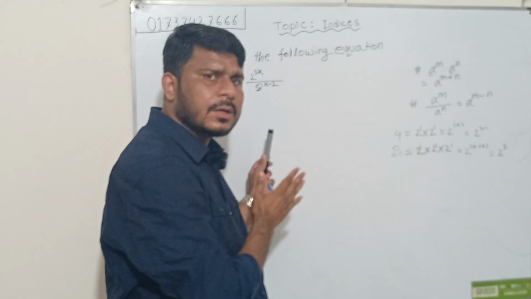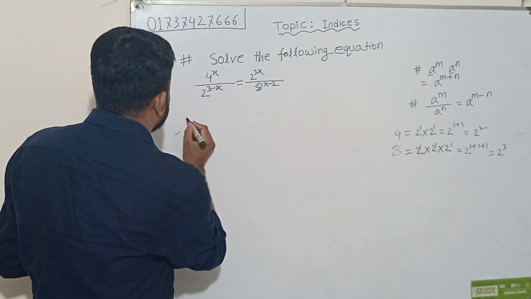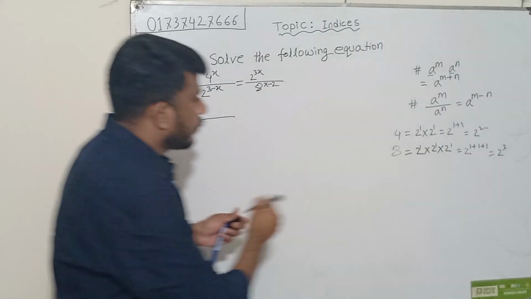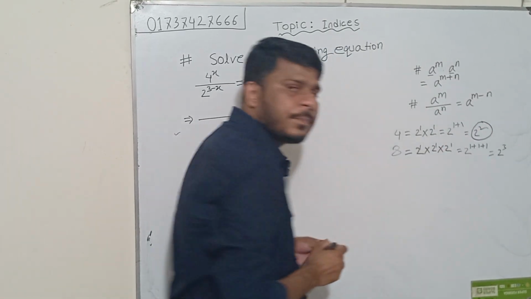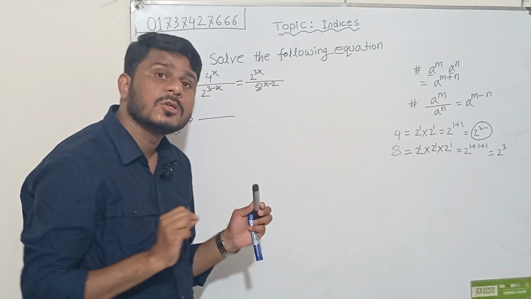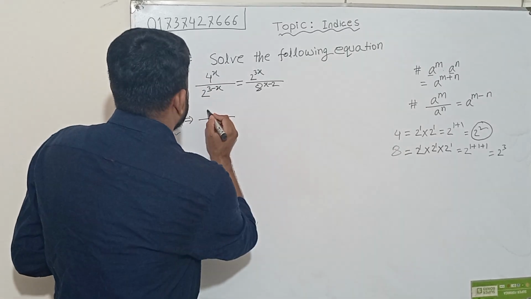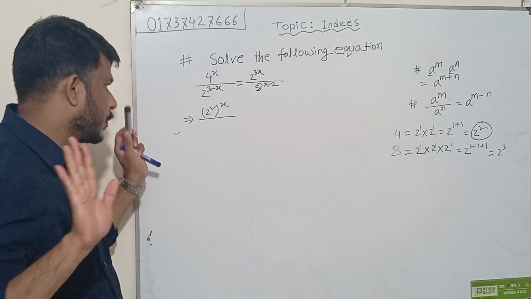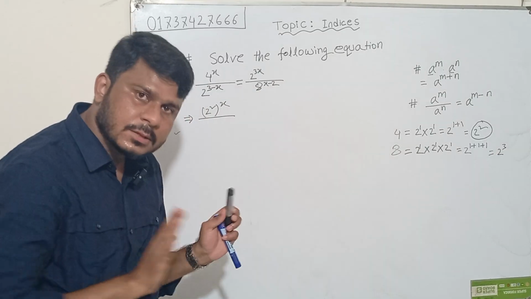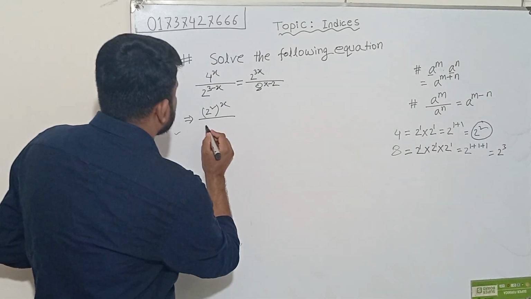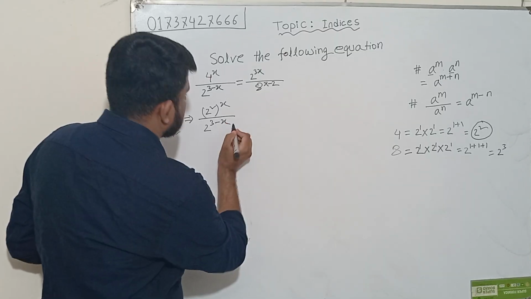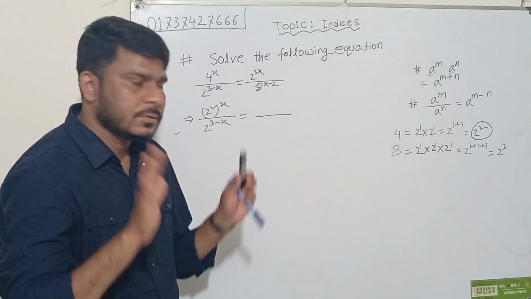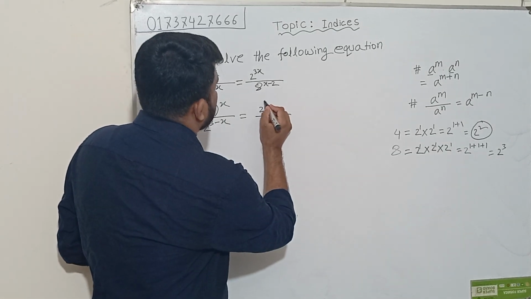Now we are going to replace. This is 4, so 4 equals 2 to the power 2, that means 2 squared. 2 squared to the power x, the power x is copied. And this is 2, so we don't need to change it, we just keep it the same: 2 to the power 3 minus x. And this is 2, so we just copy it: 2 to the power 3x.